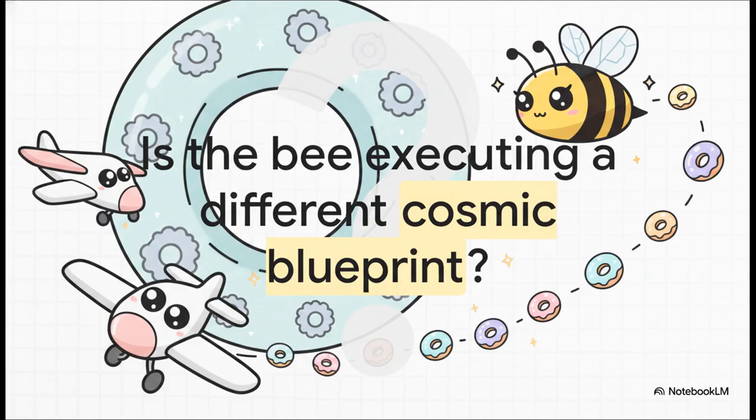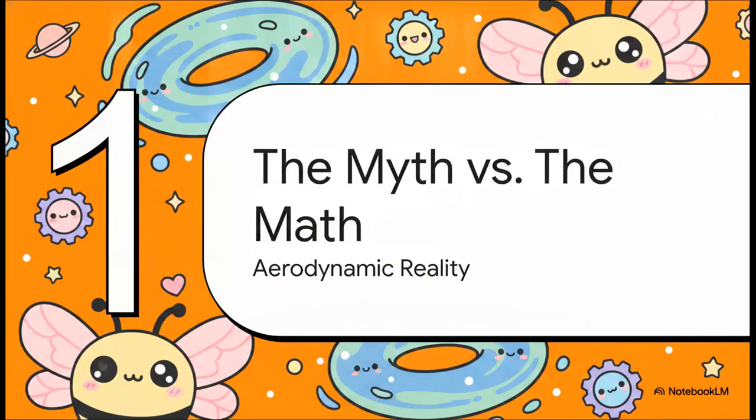But our journey today is going to take us from the grounded, muddy biology of a garden bee all the way up to what the texts call the Universal Rendering Engine. We are going to find out exactly what cosmic blueprint this insect is actually following. And spoiler alert, it is absolutely not breaking the laws of physics, not even close. It's actually mastering a physics so profound and so complex that our most advanced airplanes look kind of primitive by comparison. Part 1. The Myth versus the Math.